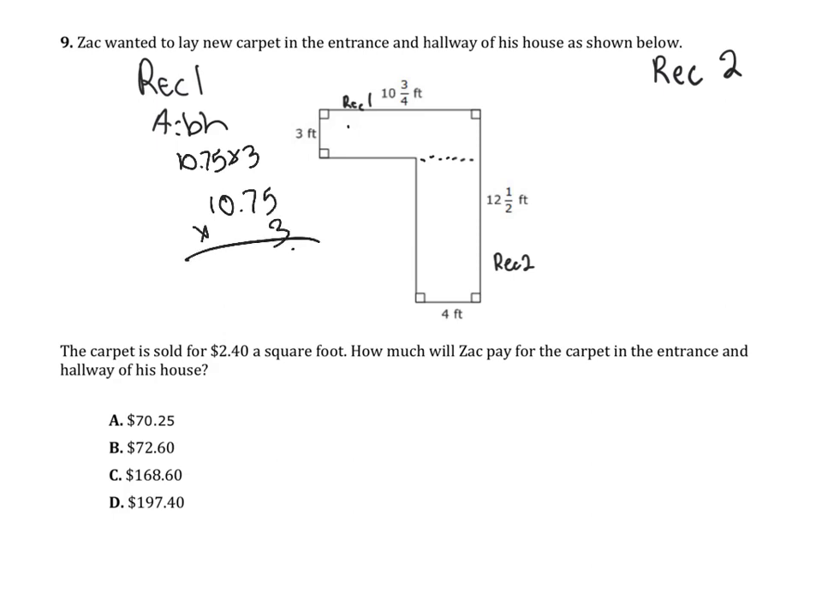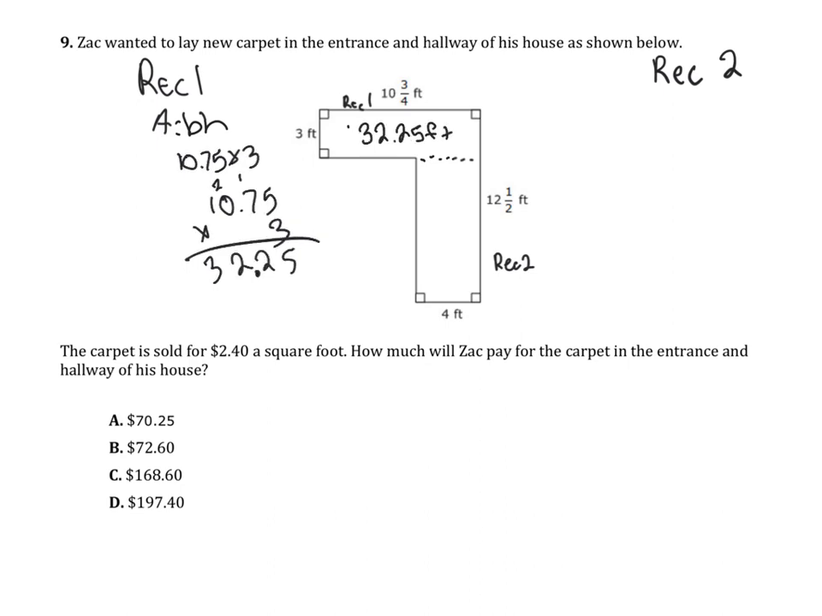3 times 5 is 15. Carry the 1. 3 times 7 is 21. Plus 1 is 22. Put the 2, carry the 2. 3 times 0 is 0. Plus 2 is 2. And 3 times 1 is 3. 2 decimal places, so we move it right there. So this top part is 32.25 feet squared.